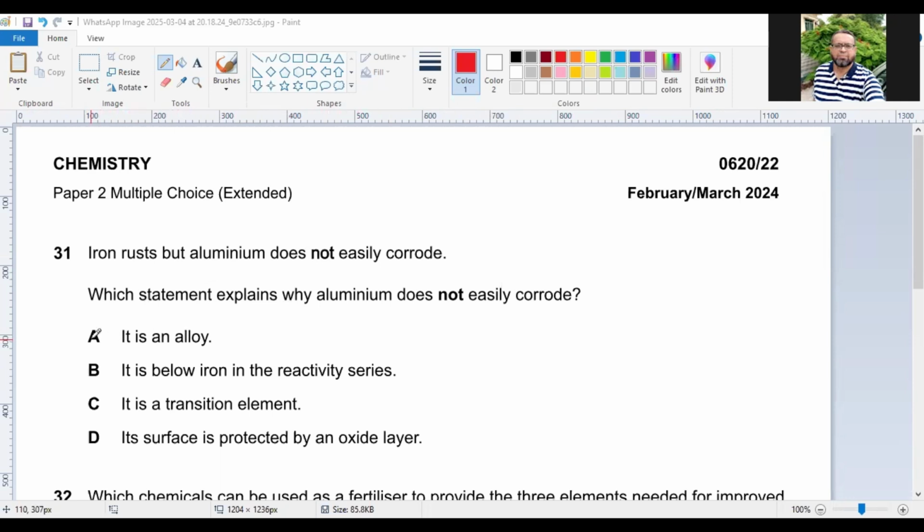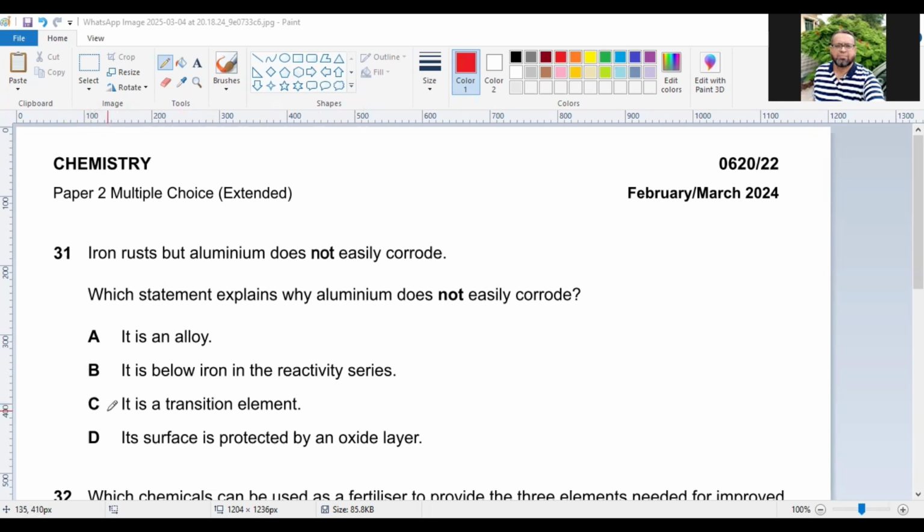A, it is an alloy. So it doesn't mean that if something is an alloy, it cannot be corroded. Although an alloy prevents rusting, corrosion may occur. B, it is below iron in the reactivity series. No, aluminum is above iron and its reactivity is more than iron. So it can react with atmospheric oxygen.